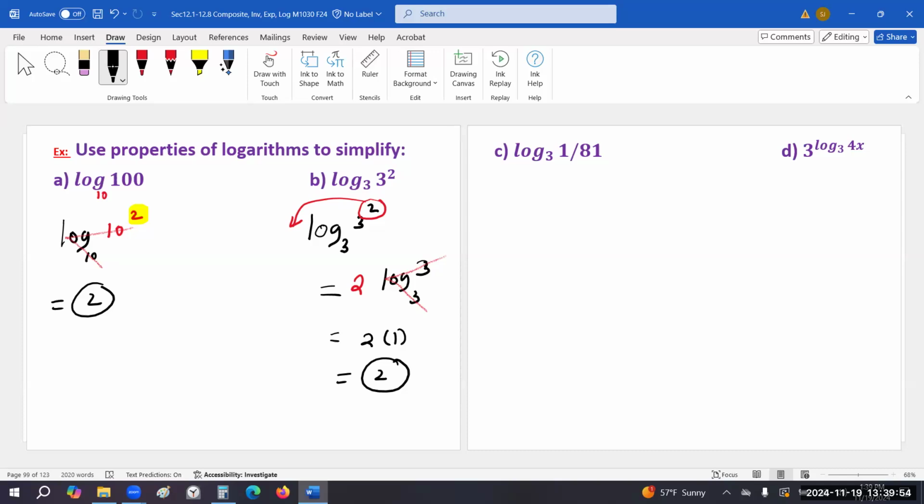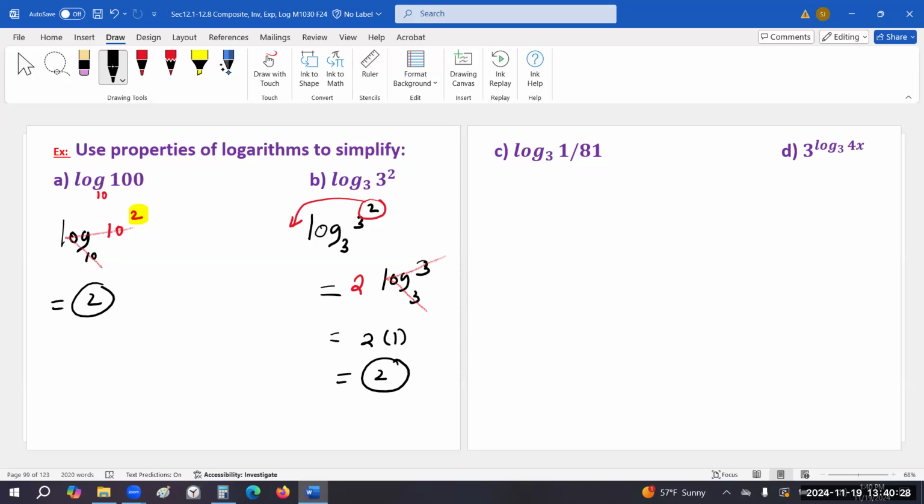On the next page, C and D. Start with D, because D is easier. No math needed. You look at your list of rules. What do you have? You have 3 to the power log base 3, and it has a 4x.